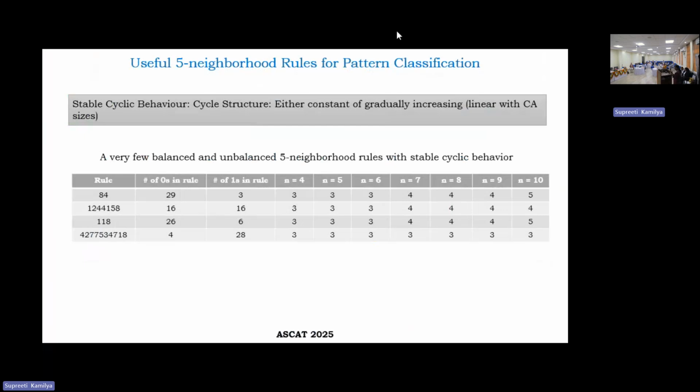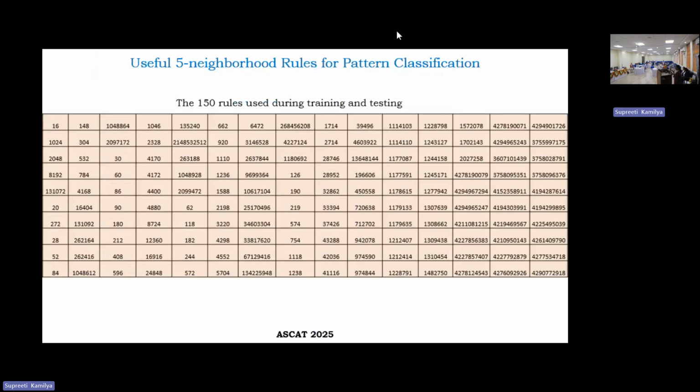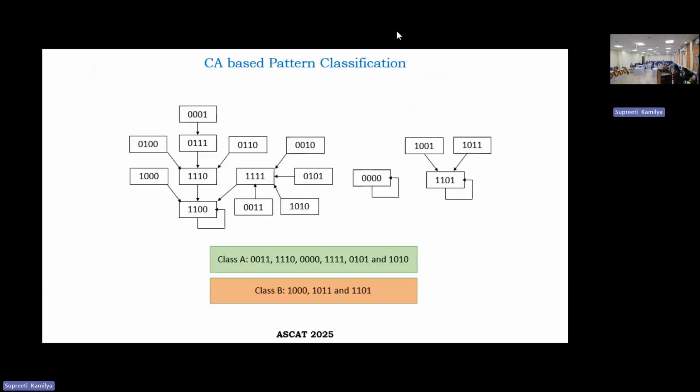If we just look at 84, if we increase the CSI, then also the number of cycles is not increasing exponentially. So we have selected this kind of rules, we have selected 150 such rules, and we perform the training and testing operation based on these 150 rules.